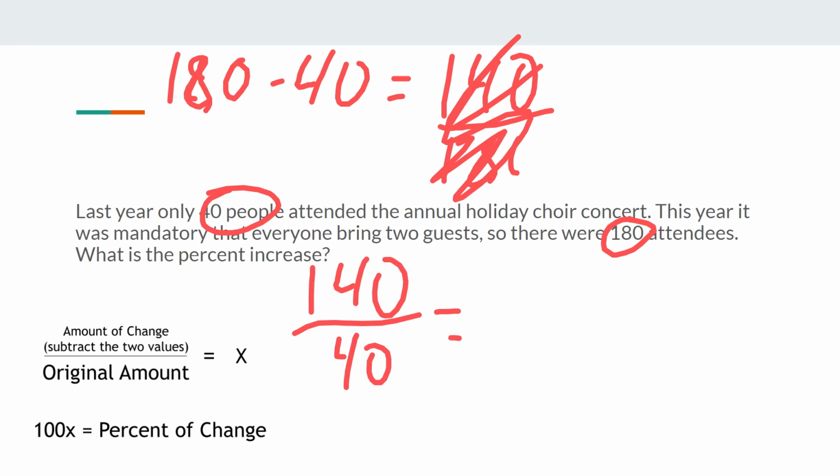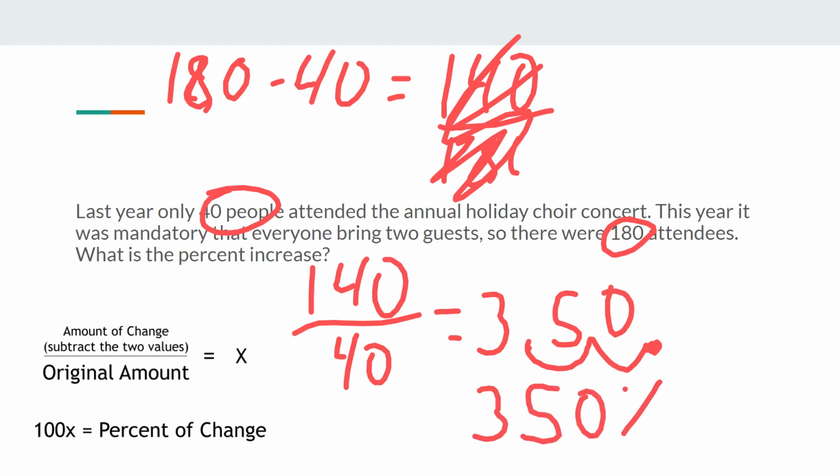All right, so 140 divided by 40, and I get 3.5. Now, this is technically still in decimal form, so I got to do the booty bump. 1, 2. So then in reality, it was a 350% increase in attendance between last year and this year. And that makes sense, right? That makes sense because we went from 40 people to 180. That's a huge increase. And obviously 350% is a huge increase as well.